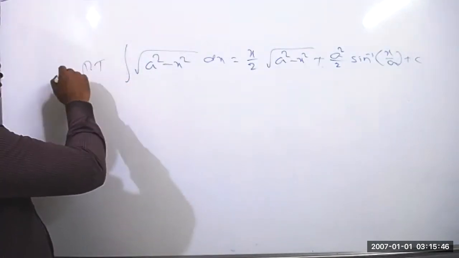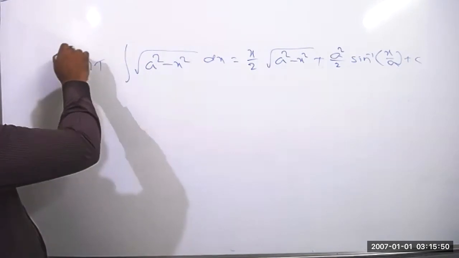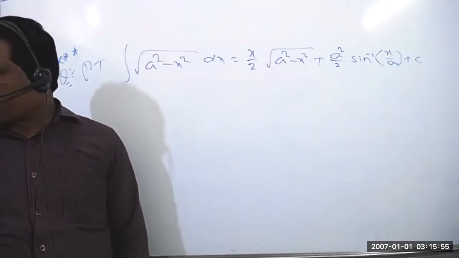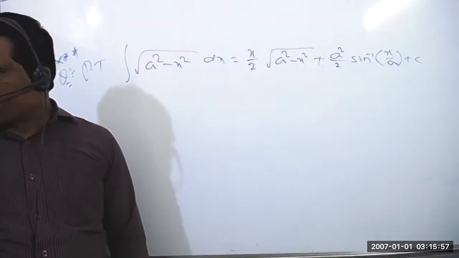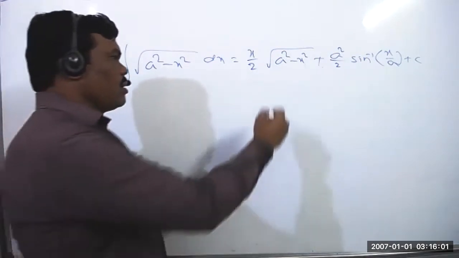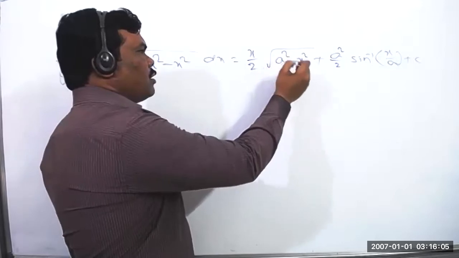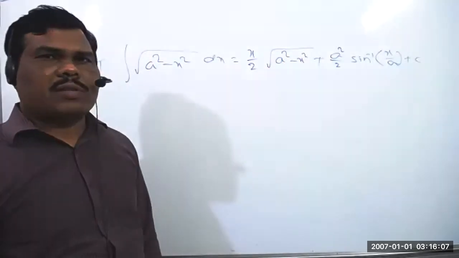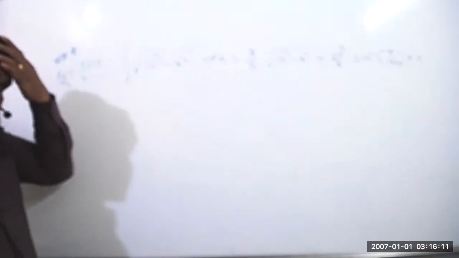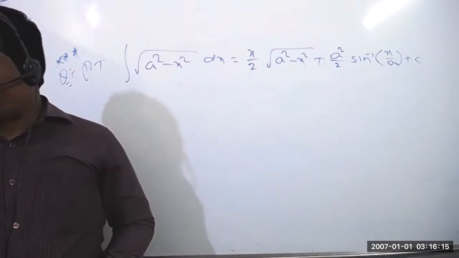Prove that. This is the second formula, it is also very important to you. All of you should remember that. Prove that integration of root of a square minus x square into dx equal to x by 2 into root of a square minus x square plus a square by 2 into sin inverse of x by a plus c. Here also the same thing, just apply the by parts method.